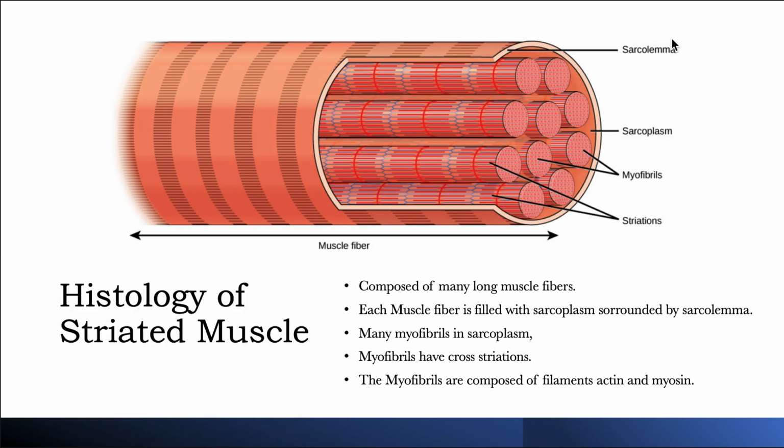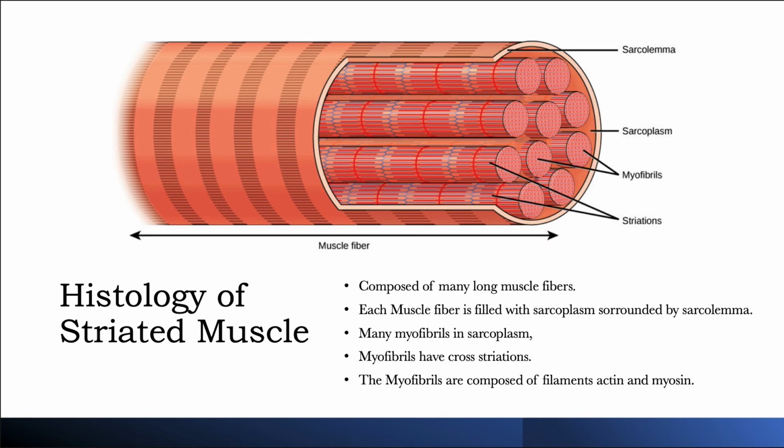Okay, this general name is called the sarcolemma, and then inside we have a fluid, a cytoplasm called the sarcoplasm, and then the sarcoplasm is bathing myofibrils. Now, these lines here are what we call striations. They look like stripes. Okay, now we are going to see how each of those myofibrils work. And the myofibrils are able to work because they have filaments called actin and myosin.